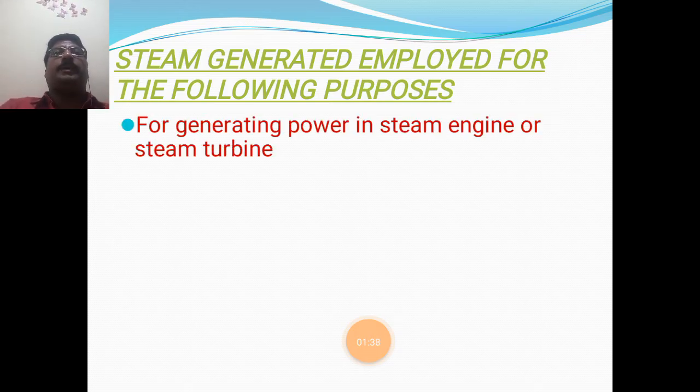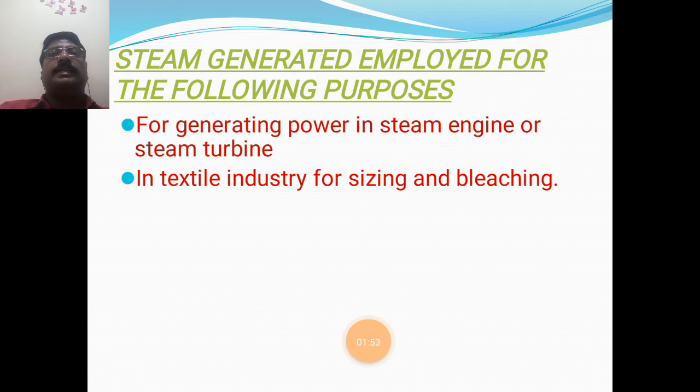What is the purpose of the steam generator or steam boiler? We have different purposes for the steam boiler. The first one is for generating power in the steam engine or steam turbine. In a steam turbine, to generate the power or work, we use the steam produced in the boiler. And textile industries use it for sizing and bleaching, that means for shrinking and changing of color.